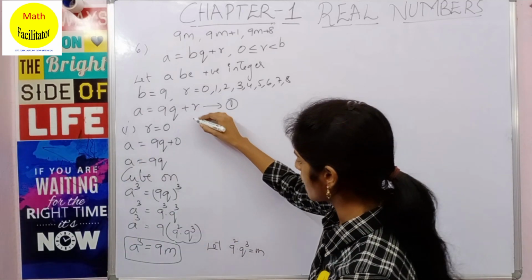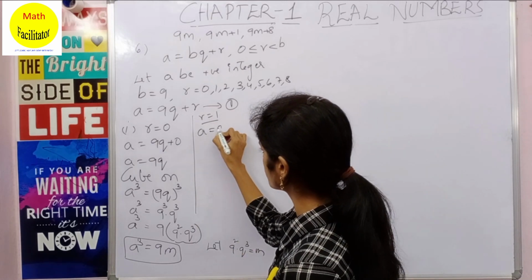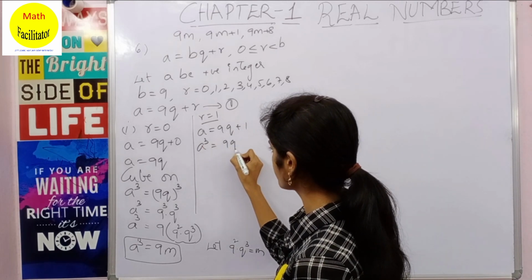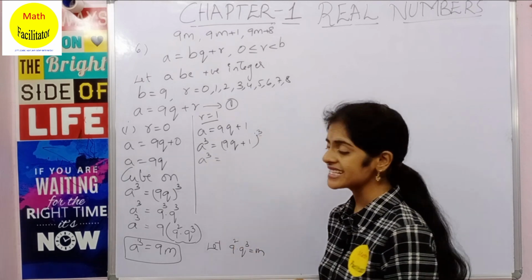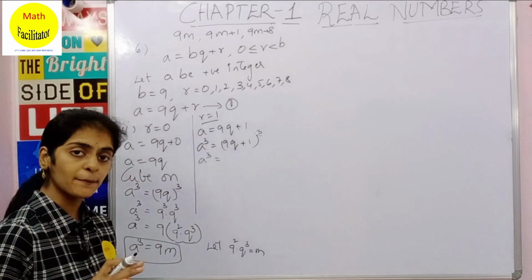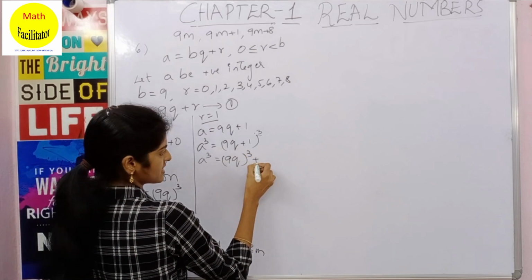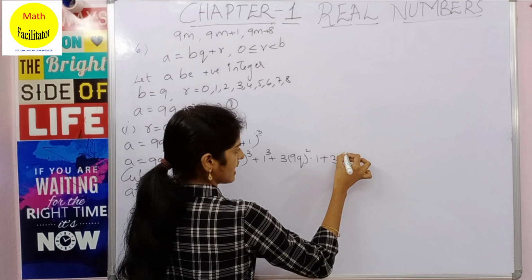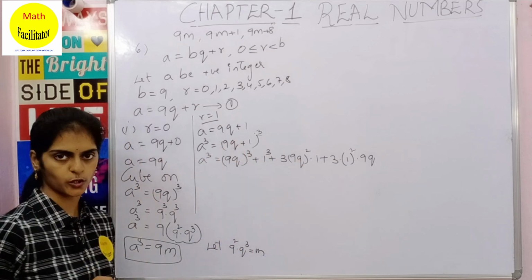Now let us take what happens if r equal to 1. Okay, case 2. So when r equal to 1, a is equal to 9q plus 1. Yes, so cubing, what happens? a cube is equal to 9q plus 1 whole cube. Now what is a plus b whole cube? It is nothing but a cube plus b cube plus 3a square b plus 3ab square. So this is the expansion of a plus b whole cube. So now let us solve it.